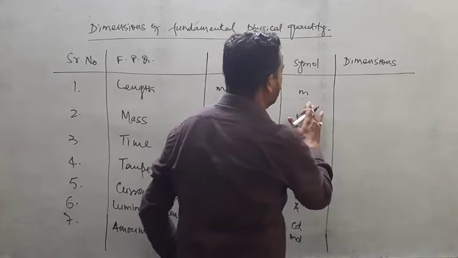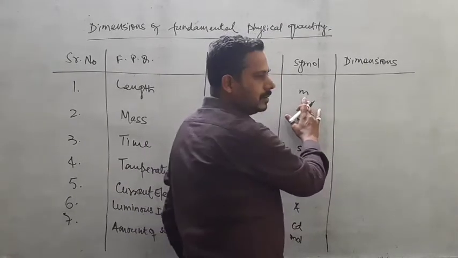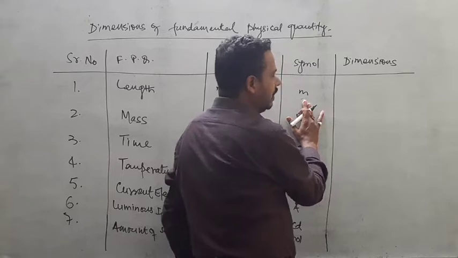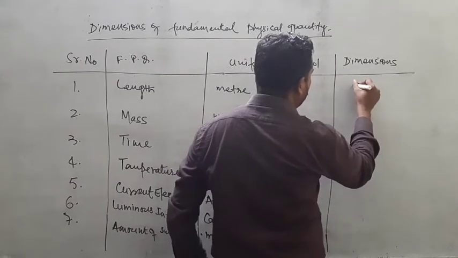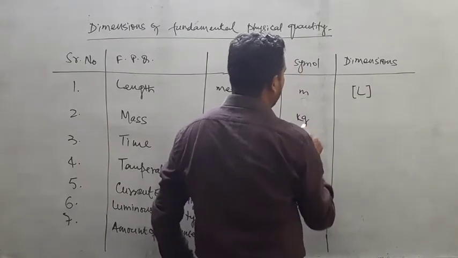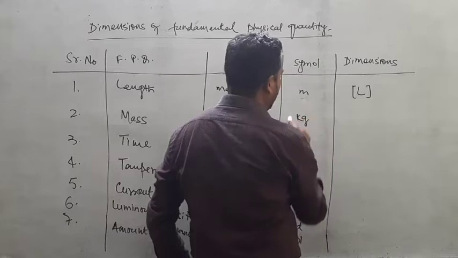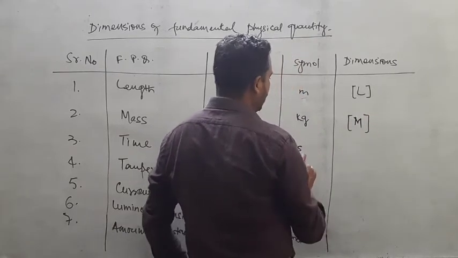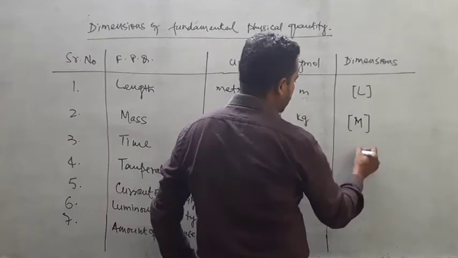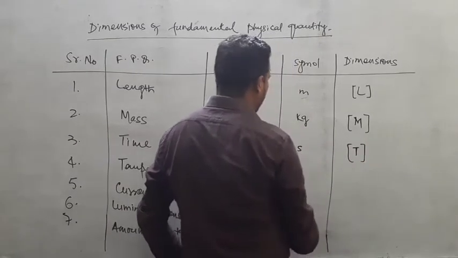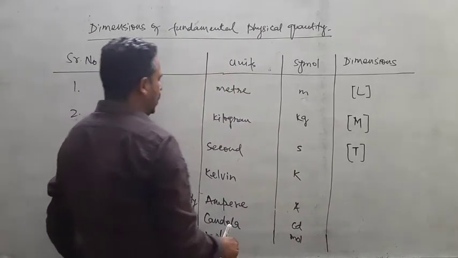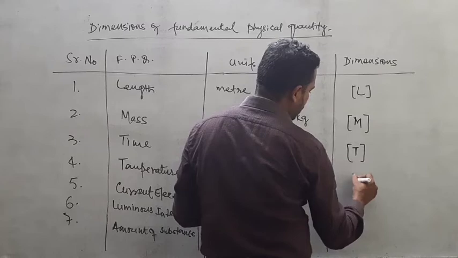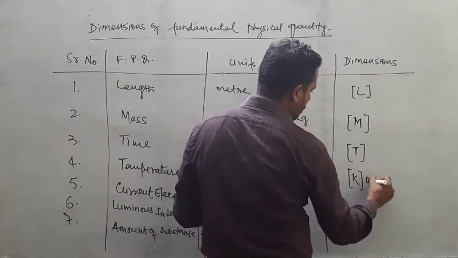Because you have the symbol meter m, you know that meter is the unit of length, and length is represented by L. So the dimension of length is L. Accordingly, kg is the unit of mass, and its dimension is capital M. Then time, its unit is second, and its dimension is capital T. Accordingly, Kelvin is the unit of temperature and its dimension is either K or theta.